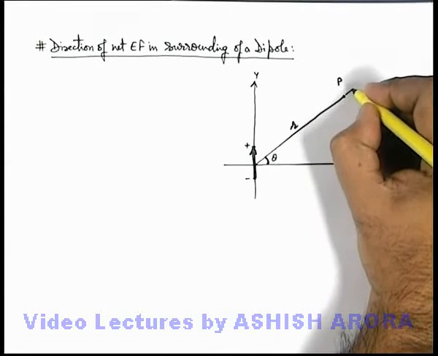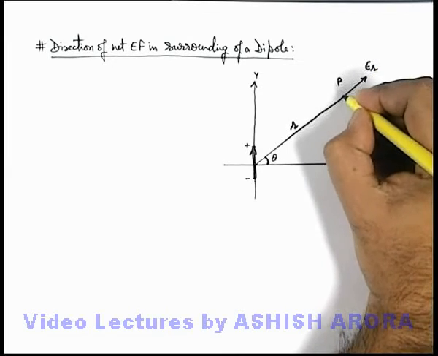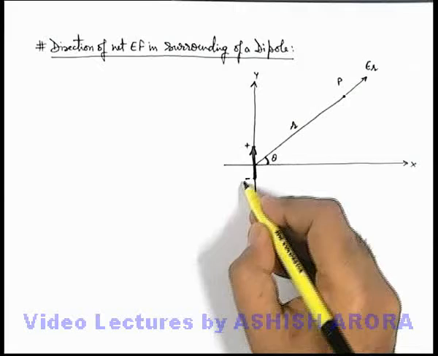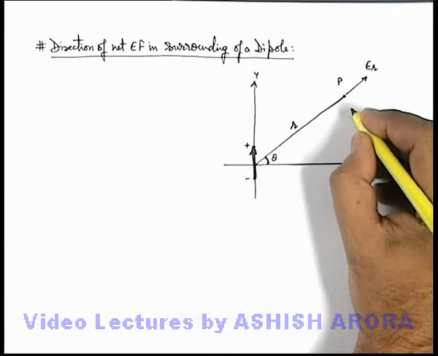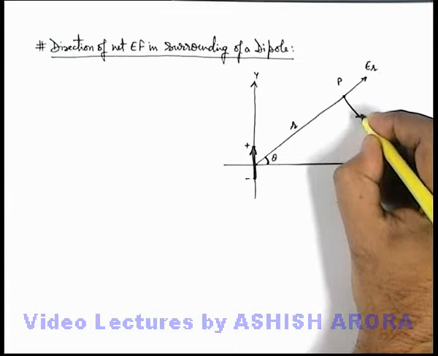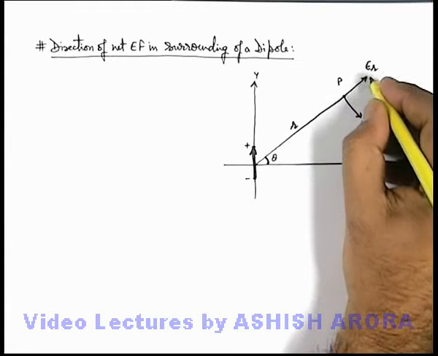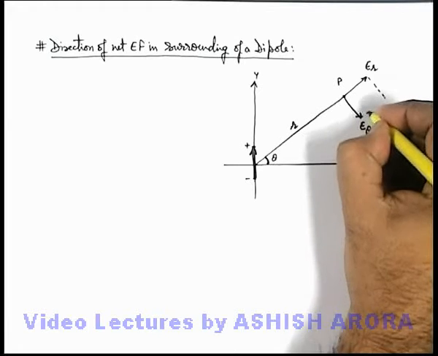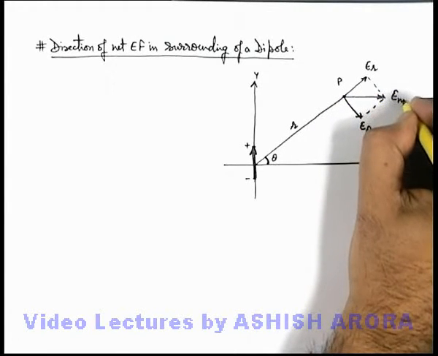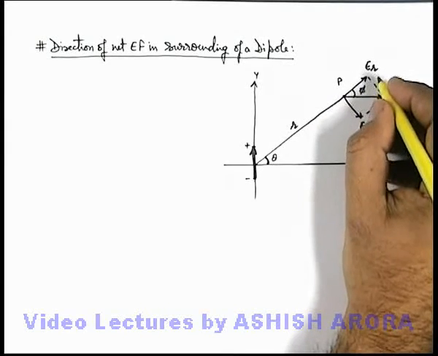That means the radial direction of the electric field is away from the center of the dipole, and due to positive and negative charges the resulting perpendicular component, that is the transverse component, will be in this direction, which is E theta. Now if we take the resultant of these two, the net electric field will exist in this direction, making say an angle phi with the radial direction.